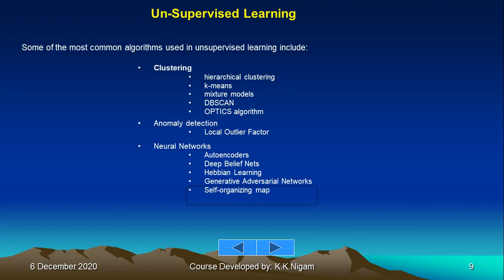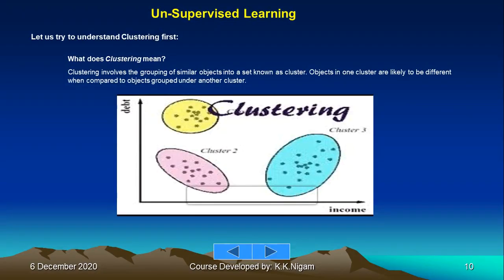Some of the most common algorithms used in unsupervised learning include clustering, which has different types: hierarchical clustering, k-means clustering, mixture models, DBSCAN, and the OPTICS algorithm. Then anomaly detection, local outlier factor, neural networks, autoencoders, deep belief nets, Hebbian learning, generative adversarial networks, and self-organizing maps. Let's try to understand clustering first.